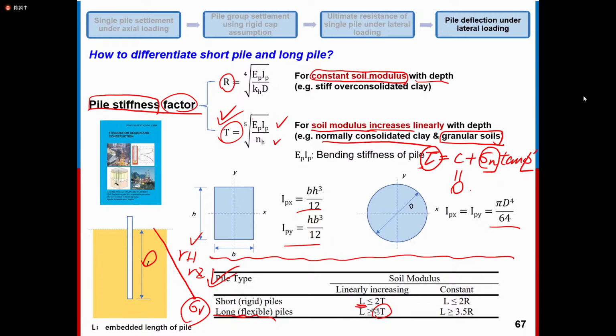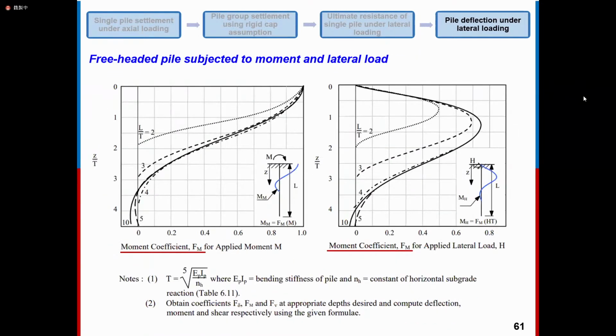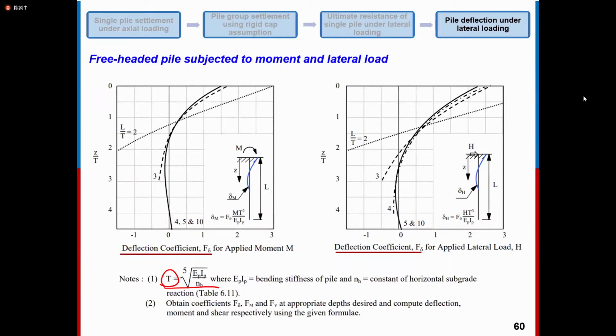Okay, so this is a definition or criteria given in the design code for differentiation between short pile and long pile. Here I discussed in quite detail about this T, all these R. Actually, in this design chart method, we use the T to compare as a characteristic factor. It's more straightforward. And you can see, we discussed this already, EpIp, the bending stiffness of the pile.